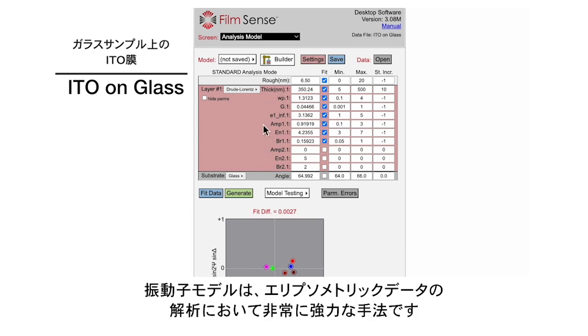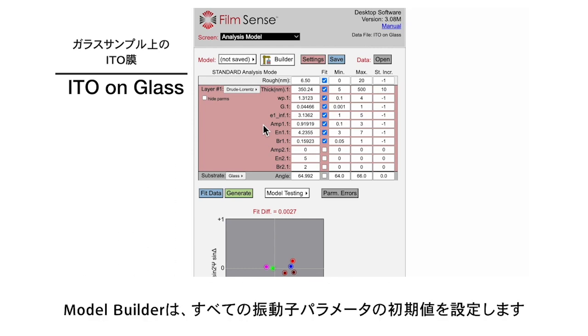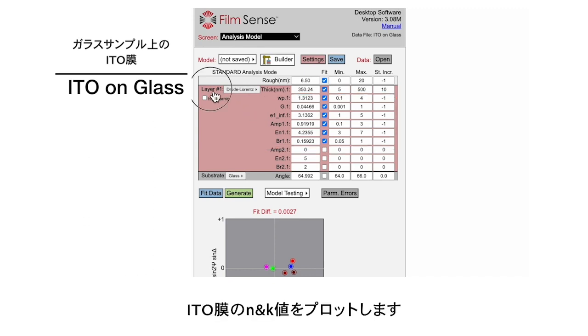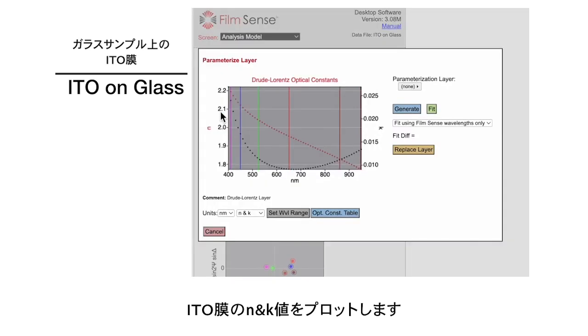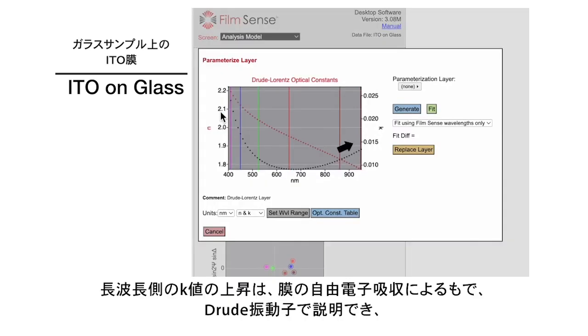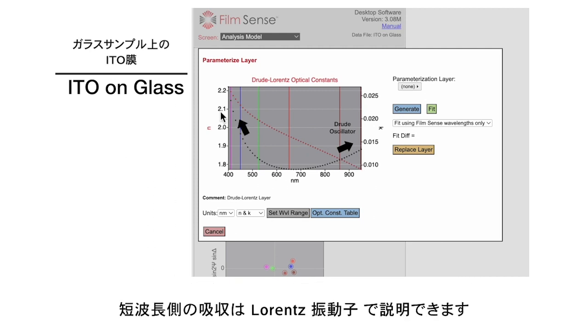Oscillator models are a very powerful method for analyzing ellipsometric data, and Model Builder handles all the tricky details of setting up good starting values for all the oscillator parameters. We can plot the N and K values of the ITO film, and we see that rising K values at the longer wavelengths are due to free electron absorption in the film, which is accounted for by a Drude oscillator, and absorption at the shorter wavelengths is accounted for by the Lorentz oscillator.